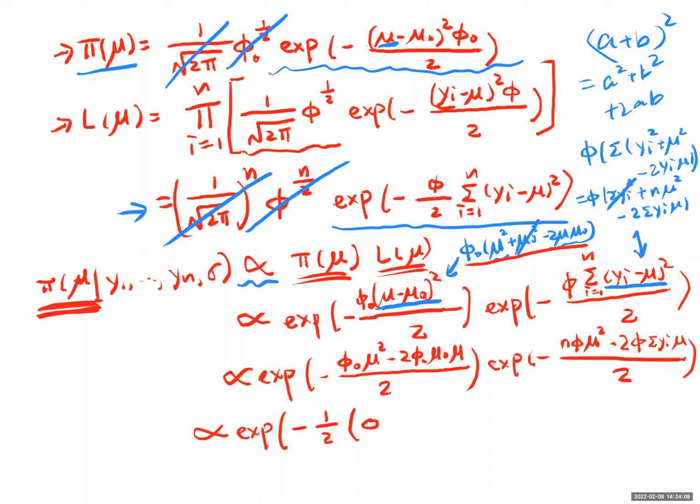So I have phi zero plus n phi times mu squared. Those are the two terms about mu squared, and I'm just adding them up. And then we are subtracting the summation of whatever we need to do. So we have 2 times phi zero times mu zero, and also 2 times phi times the sum of yi, this whole thing multiplied with mu.